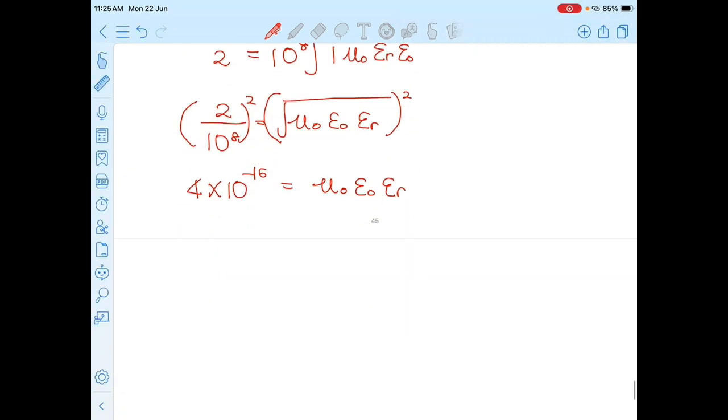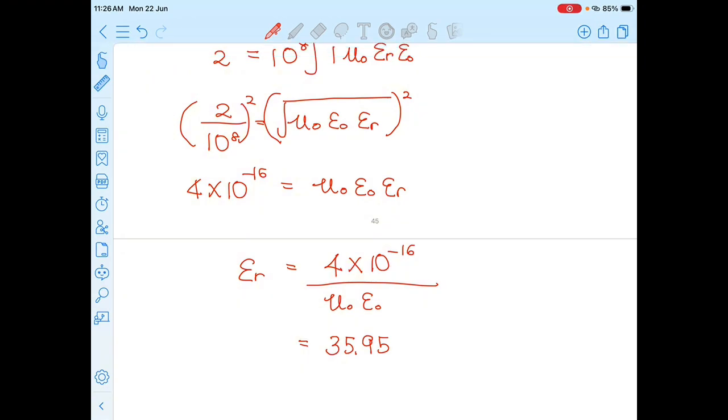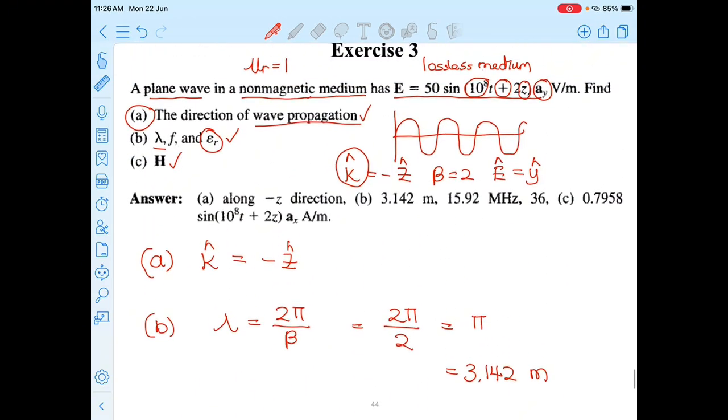Next you can calculate epsilon r, which equals 4 times 10 power negative 16 divided by mu naught, epsilon naught. So divide the answer by this. You can get these two values from the calculator. So it is 35.95. This is the relative permittivity. Next is to form the equation of the magnetic field.